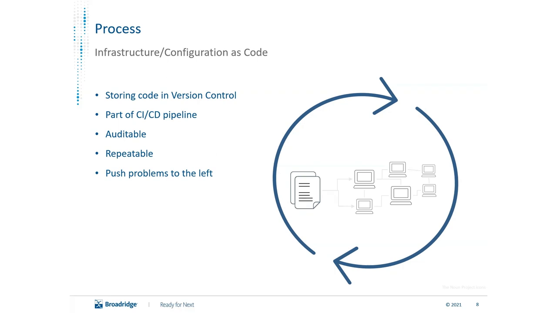Now, the idea behind this is you want to push your problems to the left. Again, another common thing in DevOps, meaning that when you have your configuration as code, you work your problems out in your dev environment and you get it right in dev. Once that's done, you check it in, you capture it, and then you go on to QA.